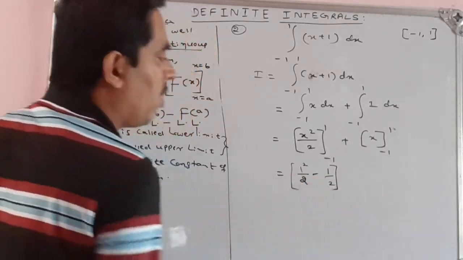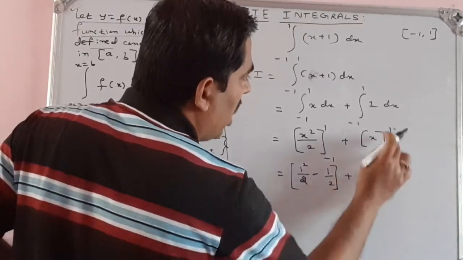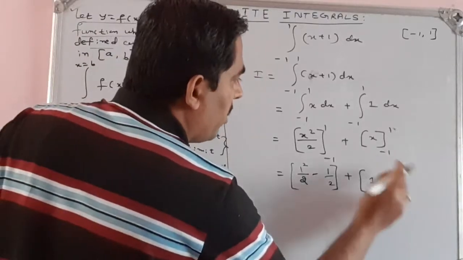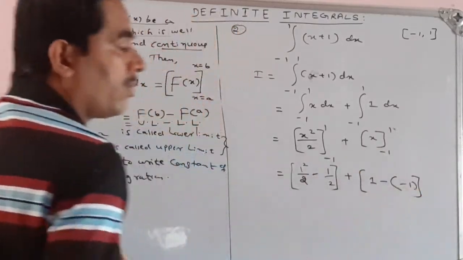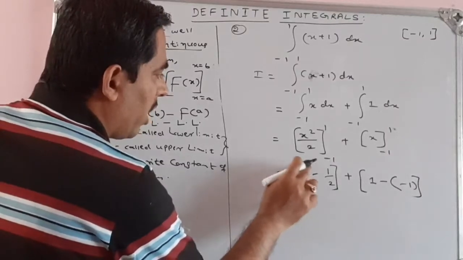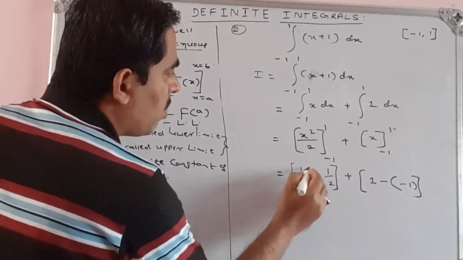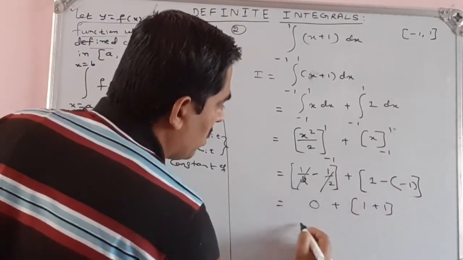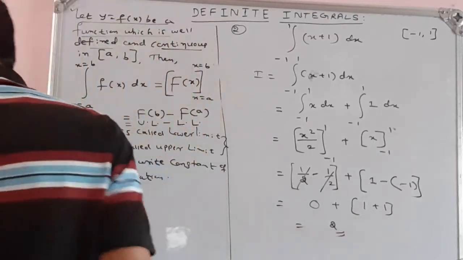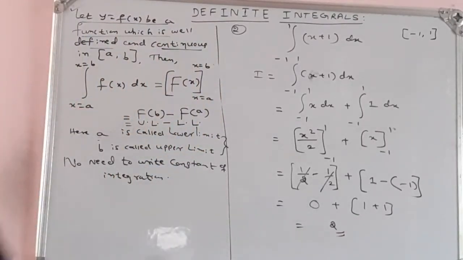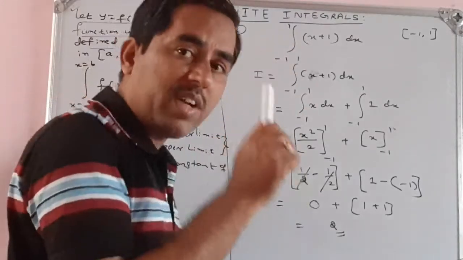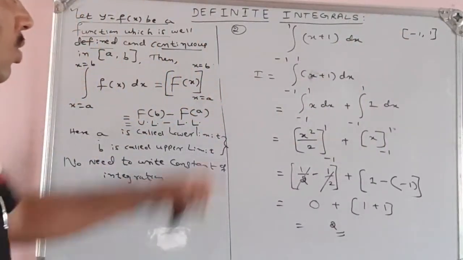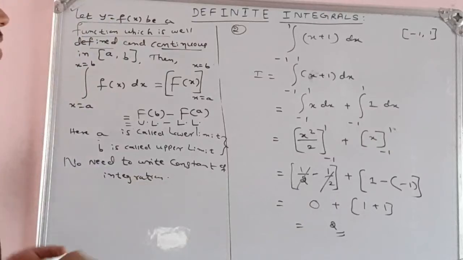Upper limit minus lower limit. Then plus: once again, the upper limit is 1, so in place of x I substitute 1, minus the lower limit, minus 1. Then 1 square is 1 only. So 1 by 2 minus 1 by 2 will be 0. So 0 plus 1 minus minus 1, that is 1 plus 1, which is 2. So the value is 2. That's why we use the word definite: it has a definite value, which is 2 in this interval. So this is our second example.